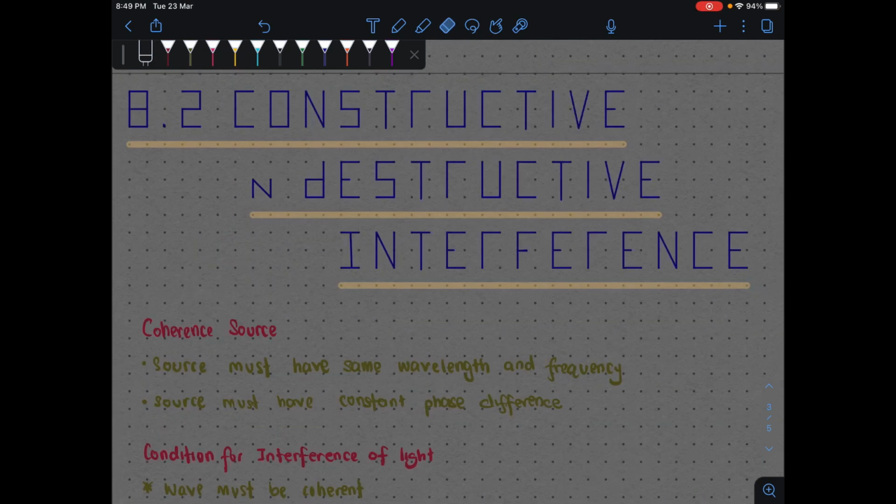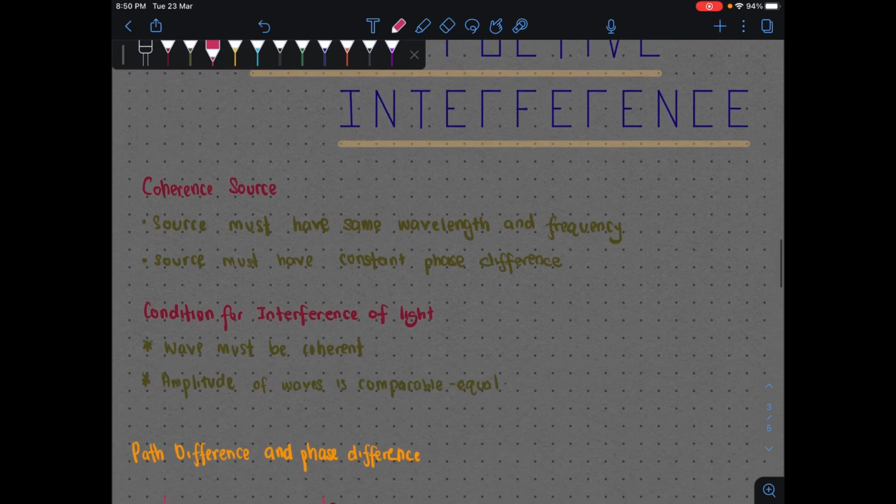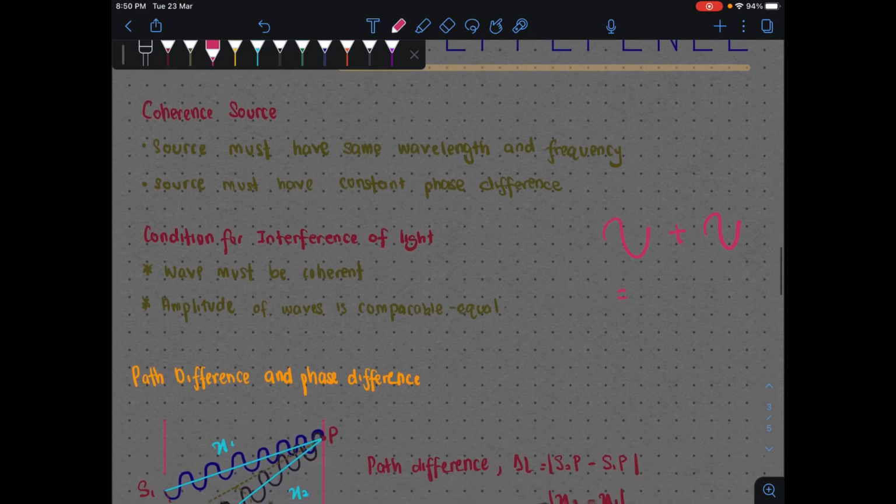Okay, next we're going to continue with our next subtopic 8.2, constructive and destructive interference. Okay, apa itu interference? We know that it is the meeting of two waves, they combine and produce a new wave. So, let's say one wave is traveling, it meets with another wave, dia akan produce a new wave, di mana in this particular point the interference can occur constructively ataupun destructively.